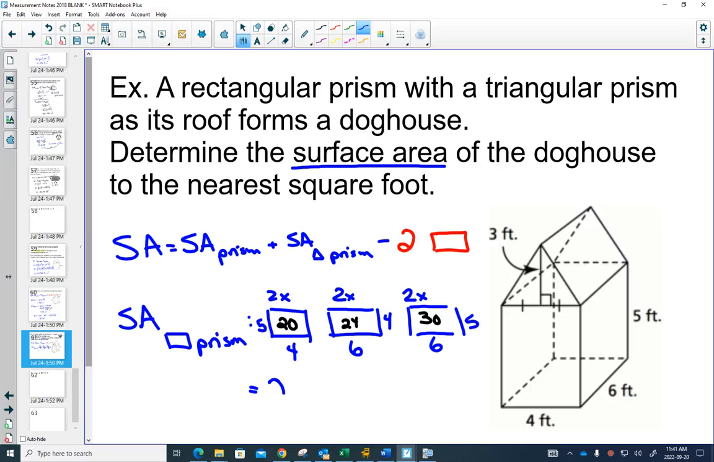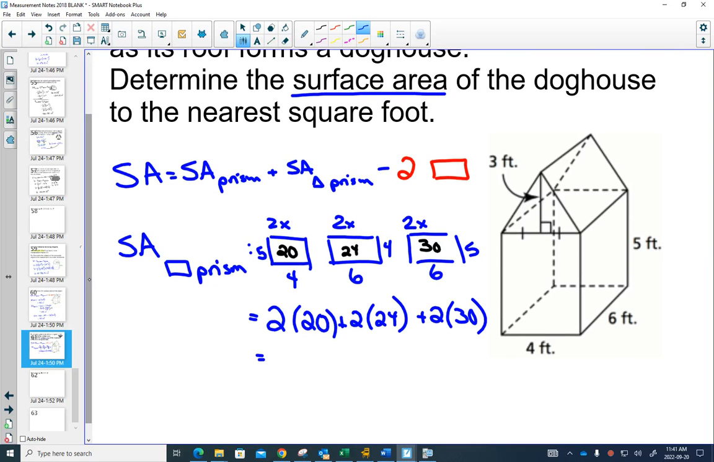So if I have 2 times 20 plus 2 times 24 plus 2 times 30, I add those up, 148.